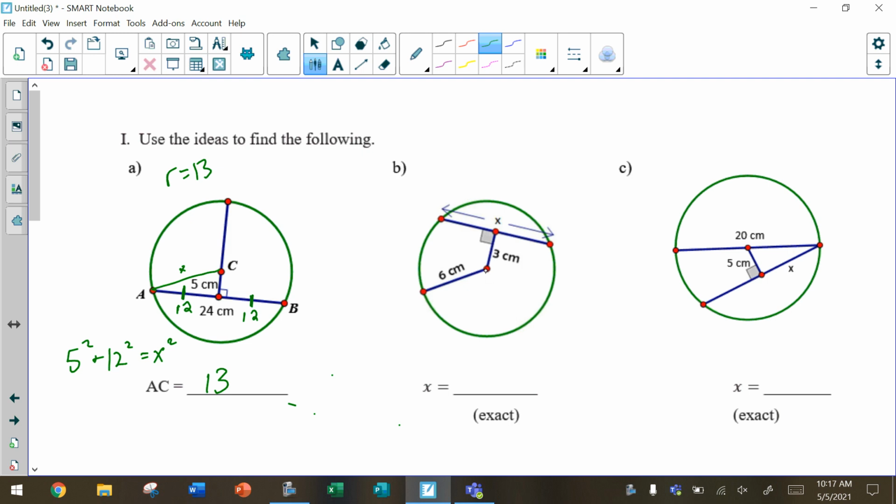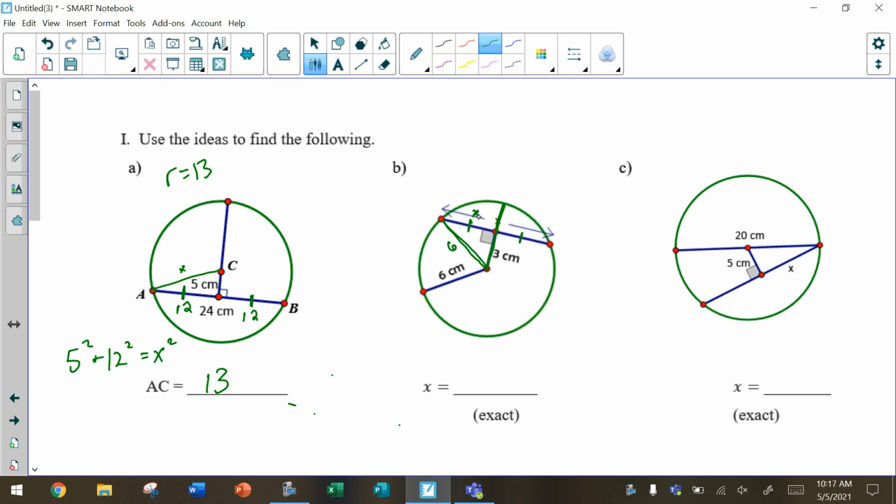B, the radius is 6. This thing right here, if I drew it all the way through, that would be a radius. And it's perpendicular to this chord. So it's bisecting the chord, so those two are the same. So this is going to be 6 right here.